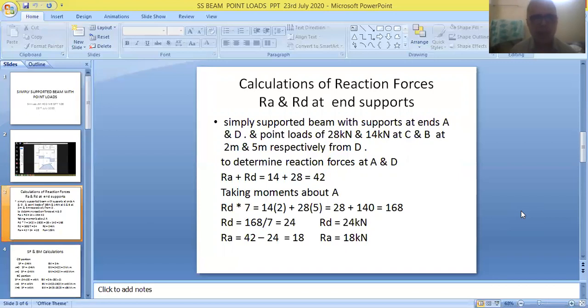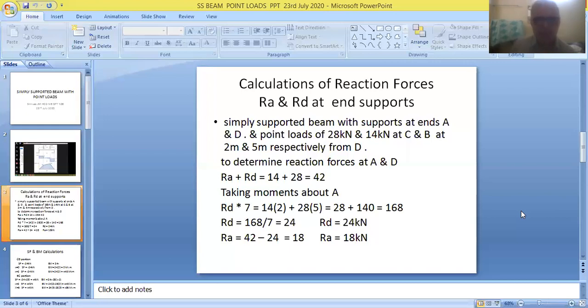Now friends, we have to determine reaction forces. Action forces are given in the problem as 28 kilonewtons and 14 kilonewtons. But we need reaction forces also for framing equations and getting the values of SF and BM values. So determination of reaction forces is very, very essential before starting the problem.